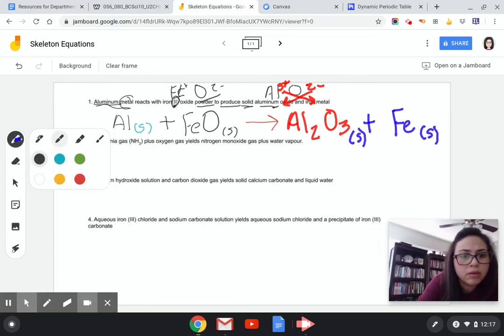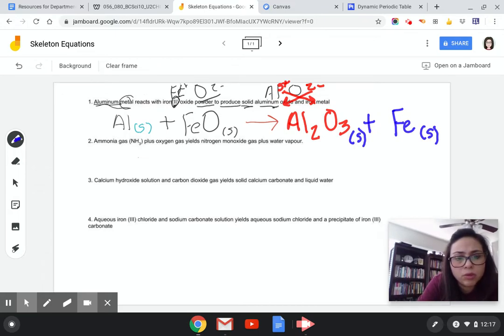Okay. All right, number 2 says ammonia gas. And so they give us the chemical formula for ammonia. So that's going to be NH3, okay. And it's a gas, so we want to make sure we don't forget to write those. And then plus is going to be a plus sign.